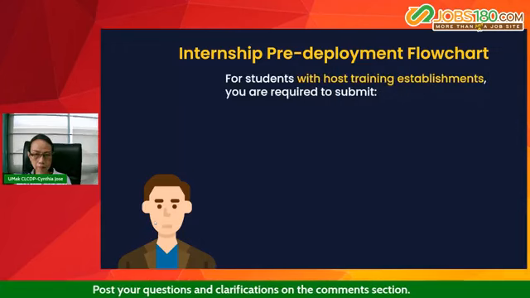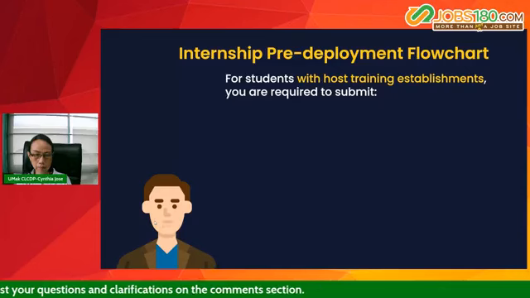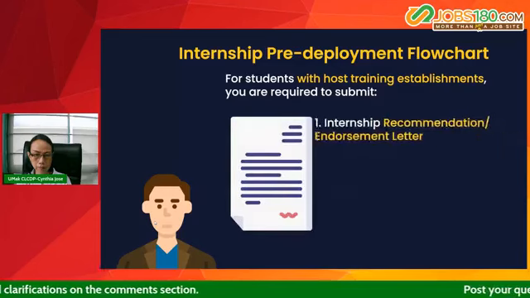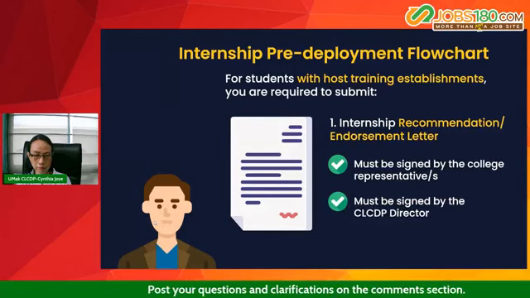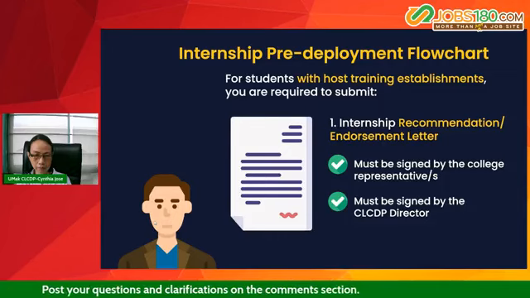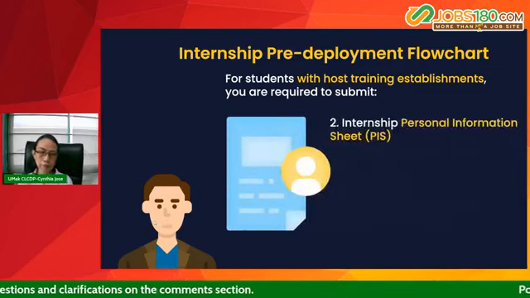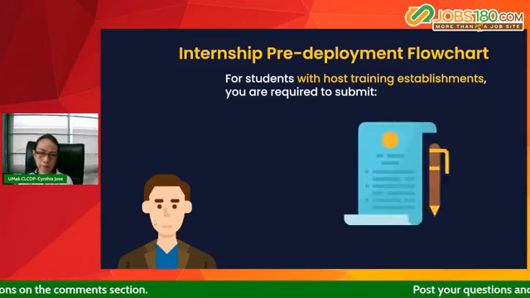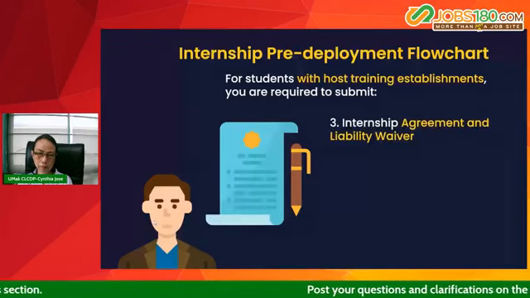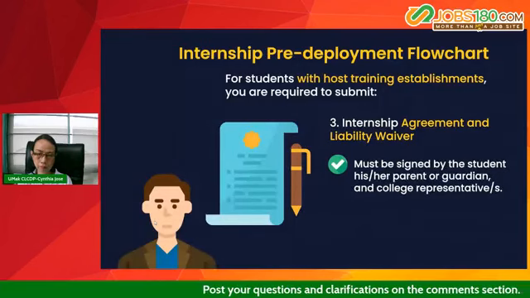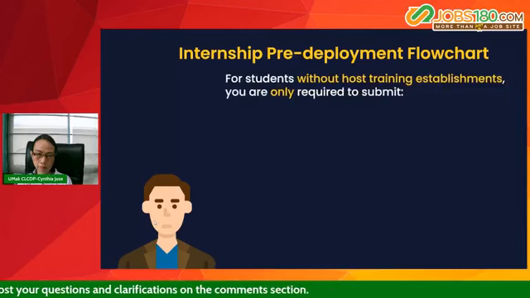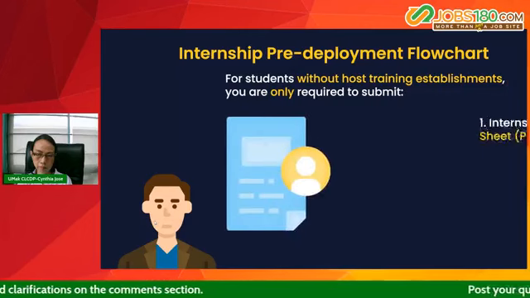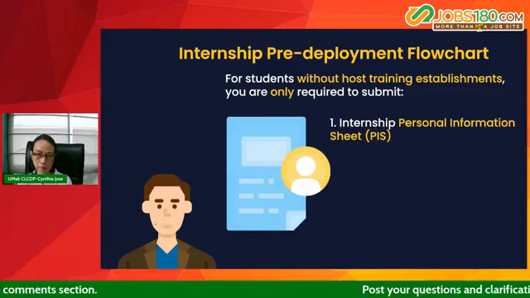For students with host training establishments, you are required to submit: 1. Internship recommendation or endorsement letter. This must be signed by the college representative. The college coordinator will request for the signature of the CLCDP director. 2. Internship personal information sheet or PIS. 3. Internship waiver. This must be signed by the student, his or her parent or guardian, and college representative. For students without host training establishment, you are only required to submit an internship personal information sheet or PIS.